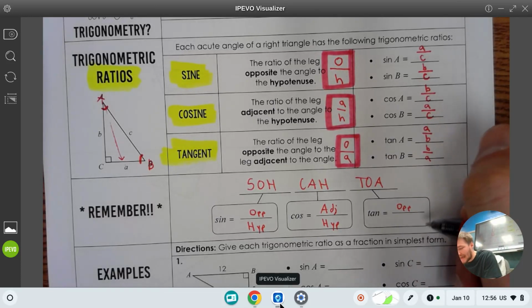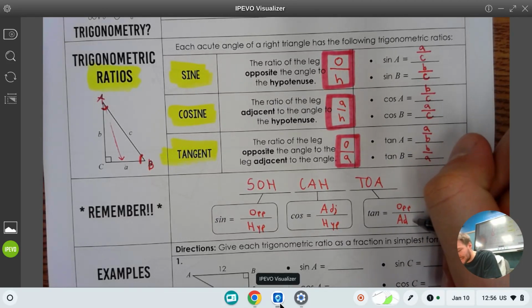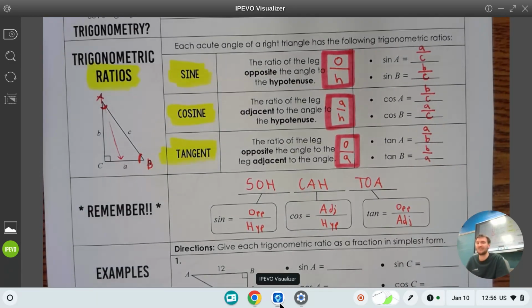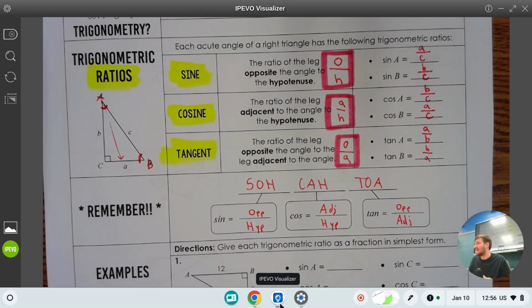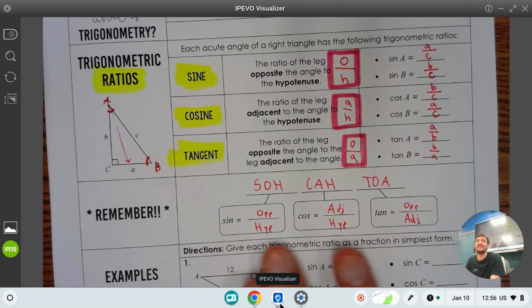And literally every single geometry student in the entire nation will learn SOH CAH TOA. This is not like Mr. Collier was scrambling to come up with this. Literally every student who's learned geometry in the last 50 years has probably memorized SOH CAH TOA.